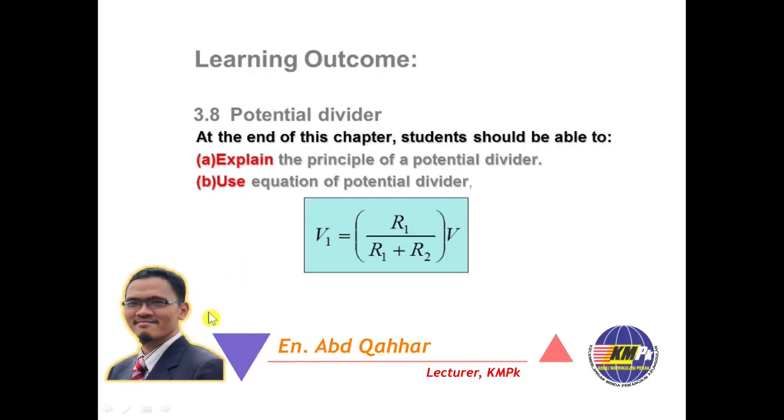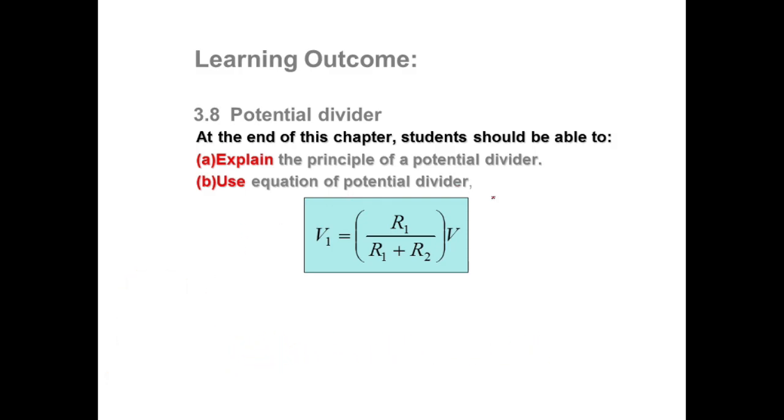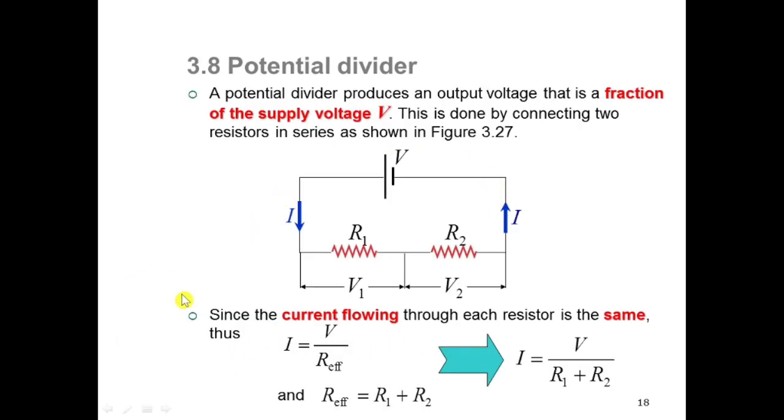In this subtopic, we will explain the principle of the potential divider and how to use the equation of the potential divider. What is a potential divider? A potential divider is a method to divide the voltage supply. For example, if you have a very large voltage, a 100 volt battery, you don't want to use all these 100 volts. Maybe a light bulb cannot withstand 100 volts, so you need to divide it into a smaller value.